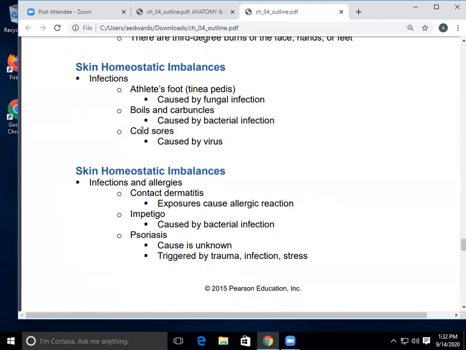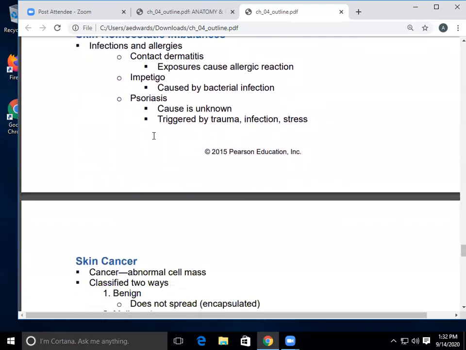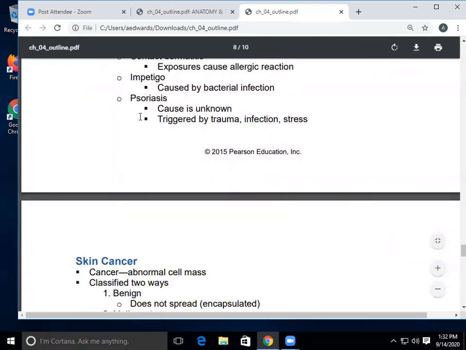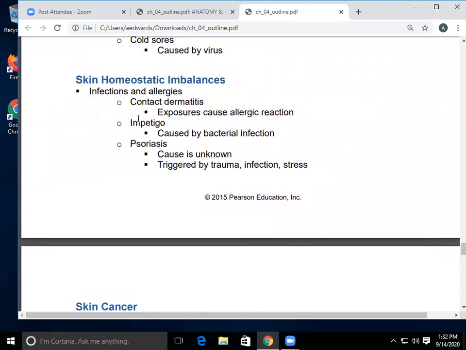Cold sores are caused by a virus. Okay. Different sources. All right. So infections and allergies. So contact dermatitis. You get an allergic reaction if you get exposed. Impetigo is based on a bacteria. Psoriasis, okay, another skin issue. Unknown cause. Things like stress, infection, trauma can trigger it, make it worse.